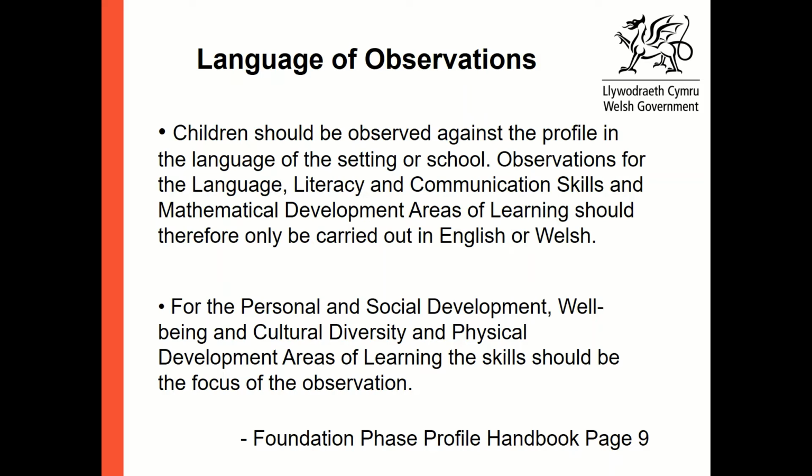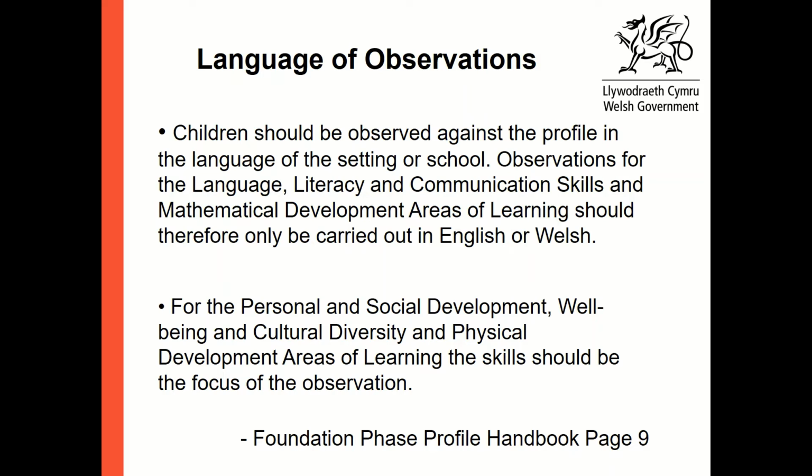Children should be observed against the profile in the language of the setting or school. Observations for the language literacy and communication skills and mathematical development areas of learning should therefore only be carried out in English or Welsh. Therefore, for example, a French-speaking child in an English medium school is observed using English in Oracy and needs to be counting backwards and forwards, naming shapes and saying how many objects in the English language.